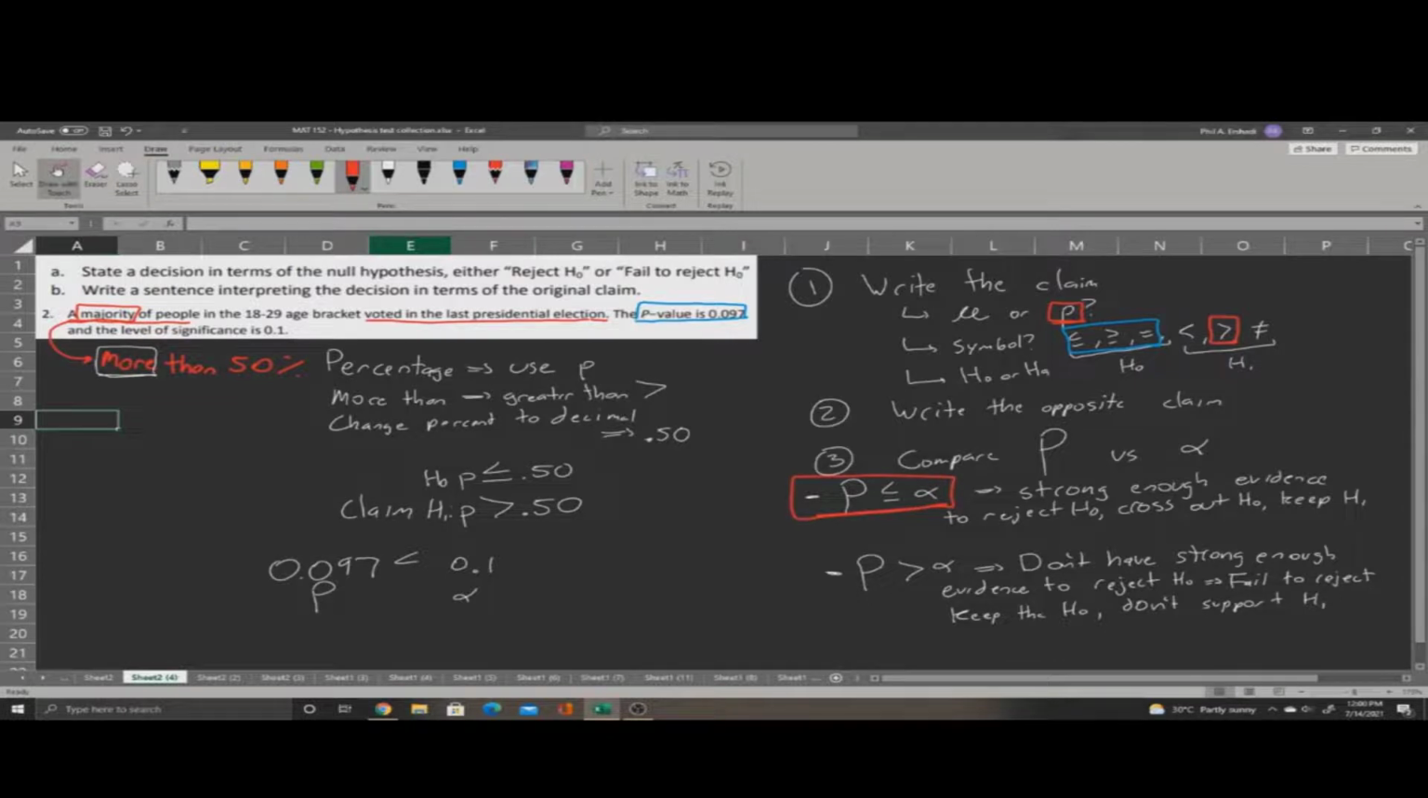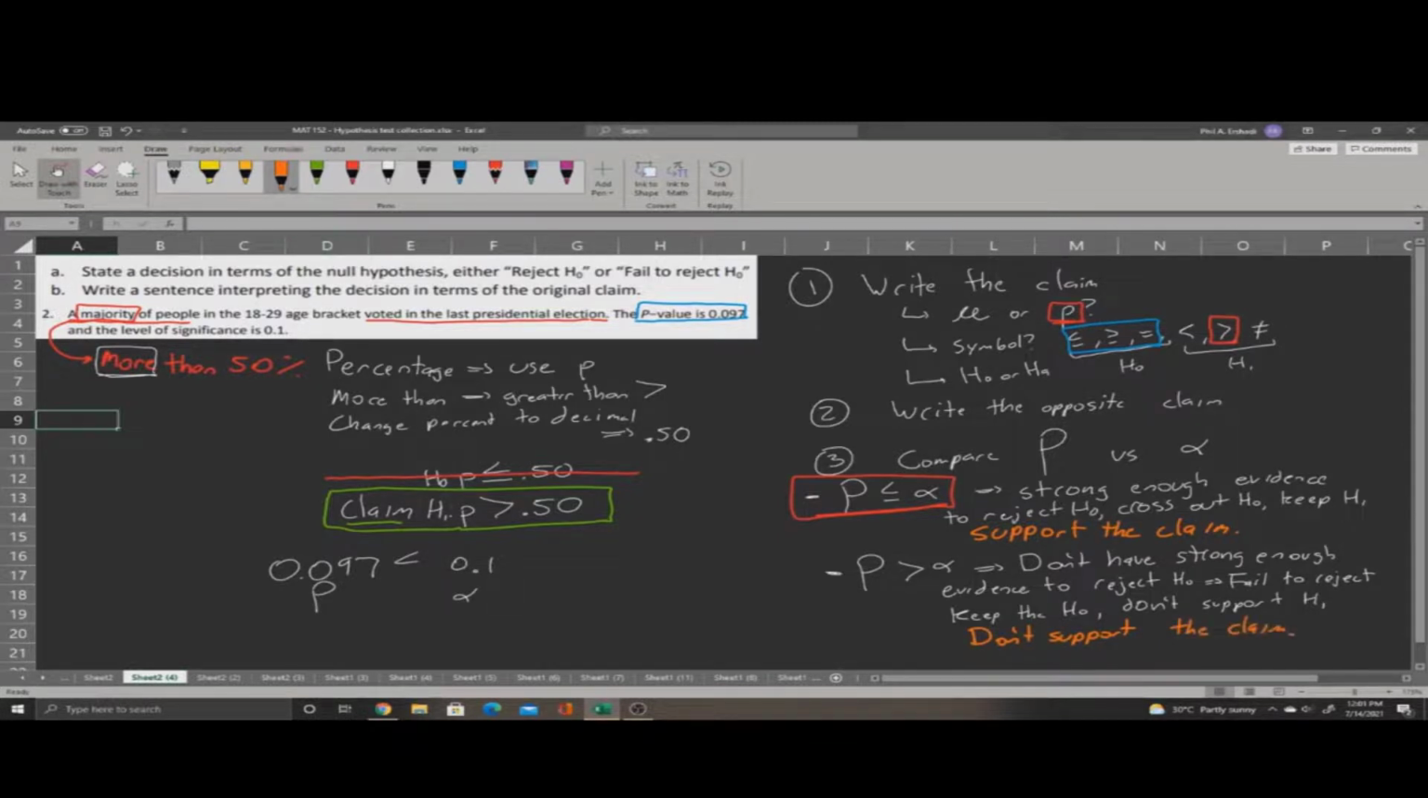Now, that means we can cross out the null because we have strong enough evidence to eliminate it. And now all that's left is the alternate hypothesis. So we box this in to show that it's the only possibility left. Now notice that the claim is also the alternate hypothesis. So this also means that we are not just rejecting the null, we are also supporting the claim. If P was greater than alpha, that means we would not support the claim.